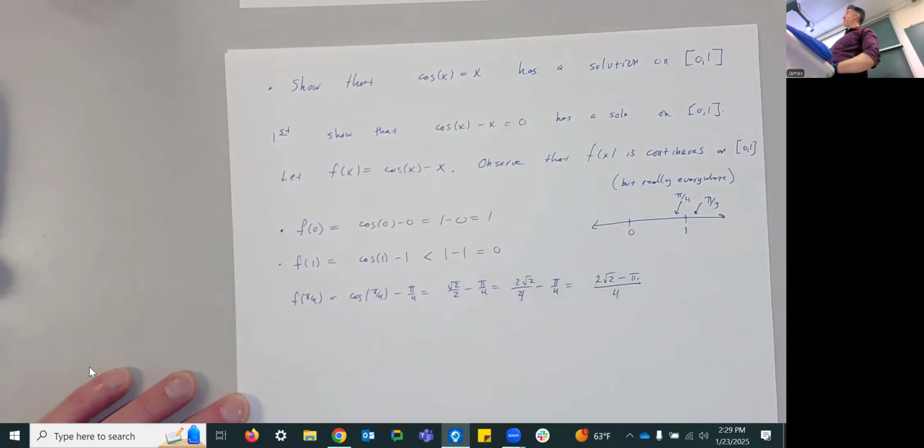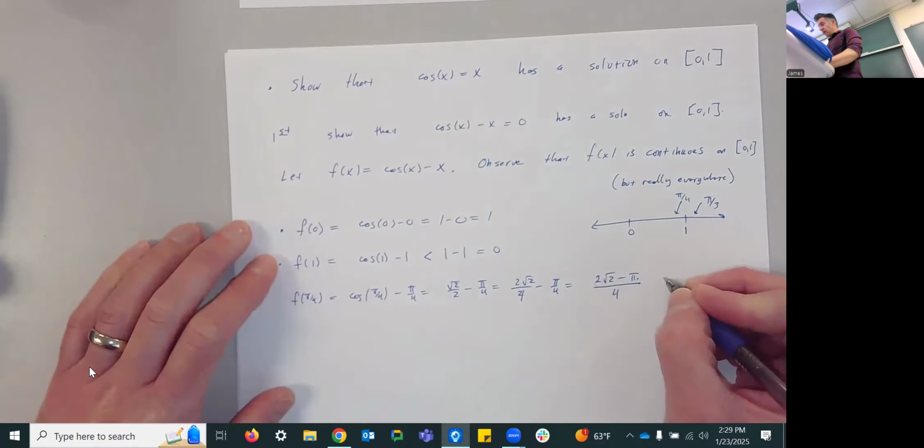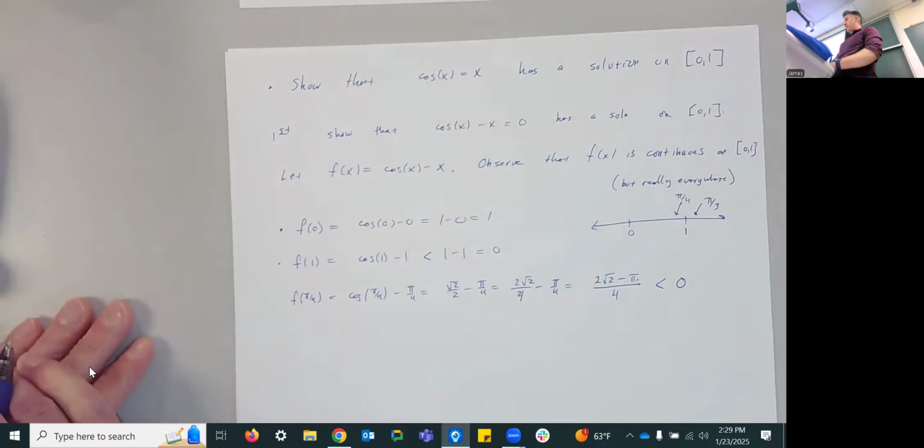Well, pi is about how much? 3 point whatever. People know digits. 3.14. Okay. How much is the square root of 2 about? 1 point. We do need to know that second digit. It's 1.4 approximately. And 2 times 1.4 is about 2.8, which is definitely smaller than 3, which is definitely smaller than pi. You can get there without a calculator, but you do have to know approximately what the square root of 2 is. So this is definitely less than 0, definitely negative.